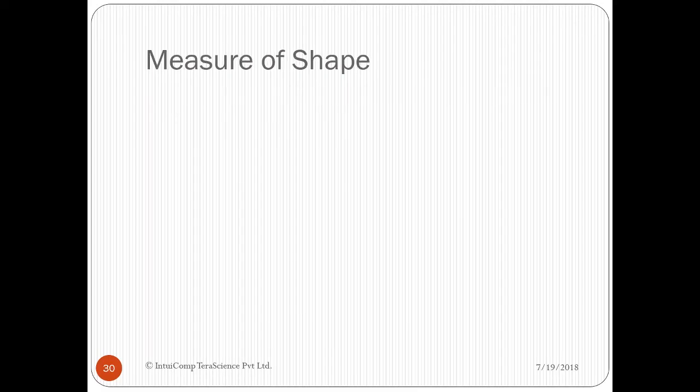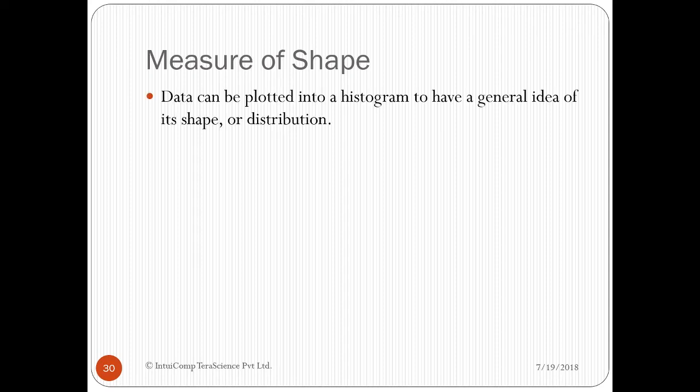Now let's come to measure of shape. Data can be plotted into a histogram to have a general idea of its shape or distribution. The shape can reveal a lot of information about the data. Data will always follow some kind of known distribution. It may be symmetrical or non-symmetrical. In a symmetrical distribution, the two sides of the distribution are a mirror image of each other.